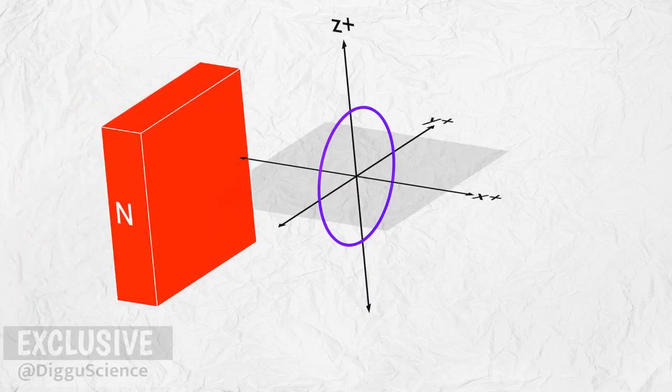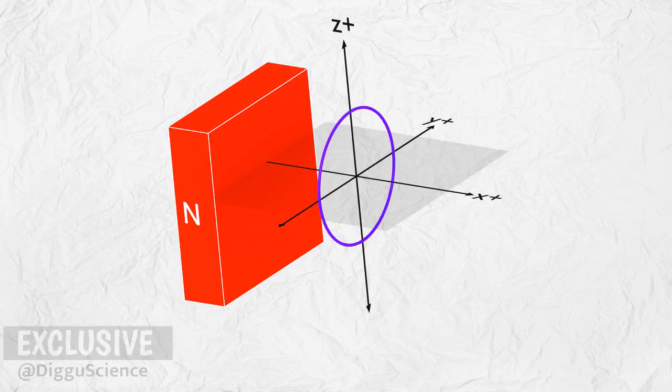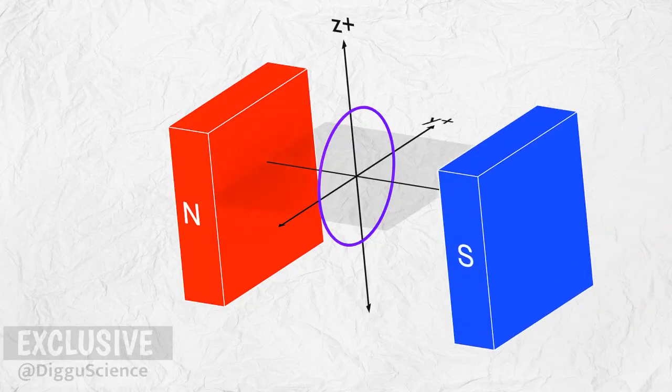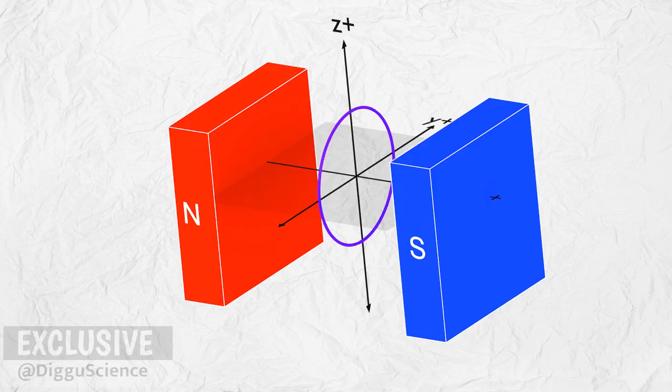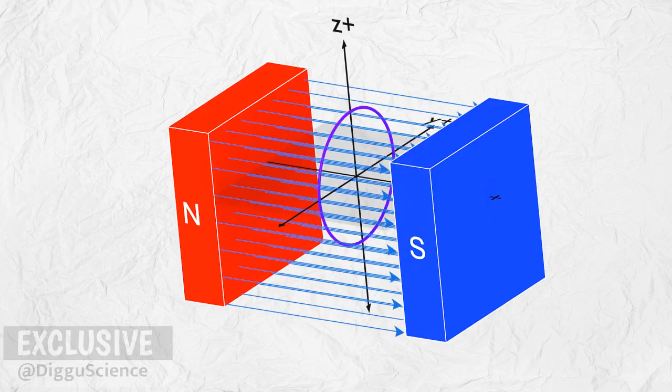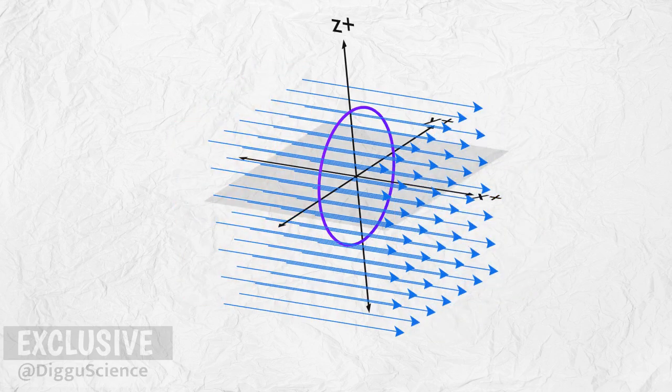On the left side, there's the north pole of the magnet. On the right side, there's the south pole of the magnet. Between these magnetic poles is a magnetic field. Its direction is from the north pole to the south pole. Since this magnetic field doesn't originate from the circular conductor, we can think of it as an external magnetic field.